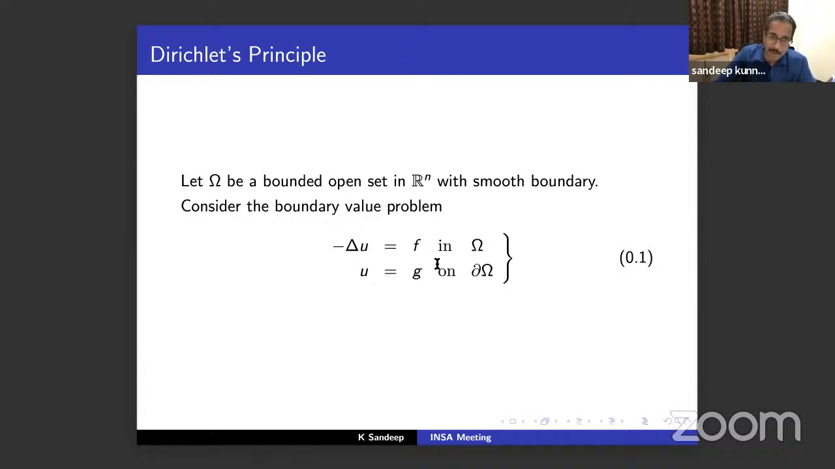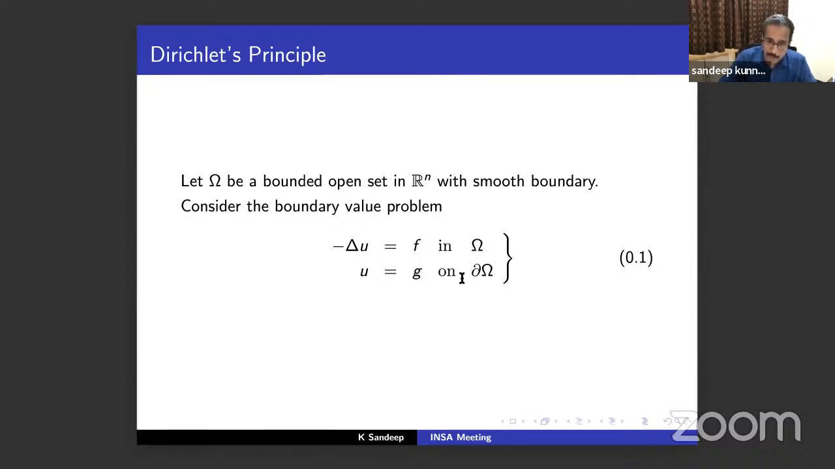One learns a lot of methods to show the existence of a solution for these kinds of problems in any course on partial differential equations. However, I just want to recall one method which will help me to motivate the use of inequalities. First note that if you are looking for a solution, I want the Laplacian of u to be defined. That means u had better be twice differentiable, and then it has to satisfy the boundary condition u is equal to g on the boundary.